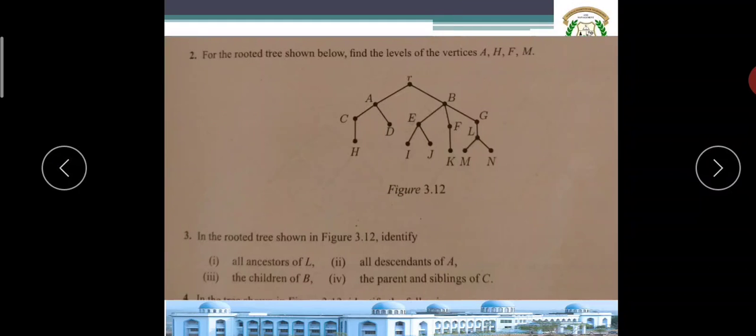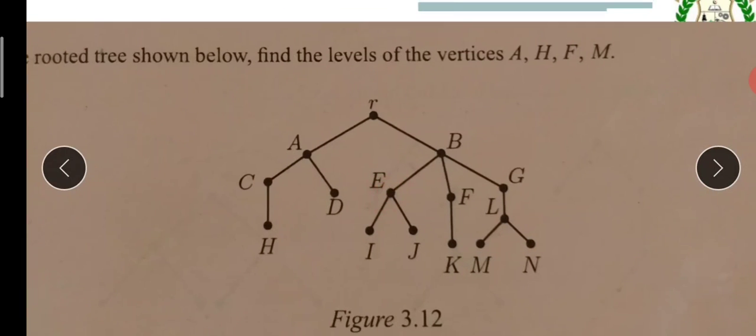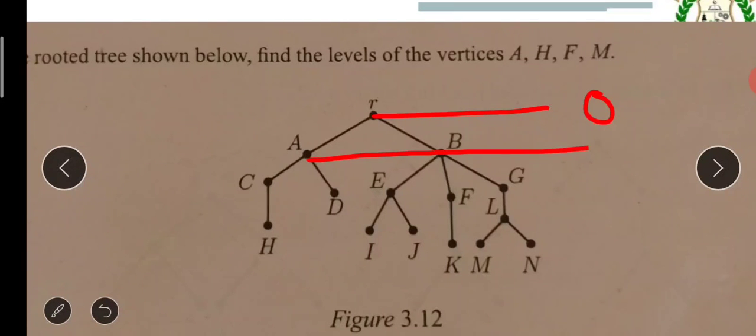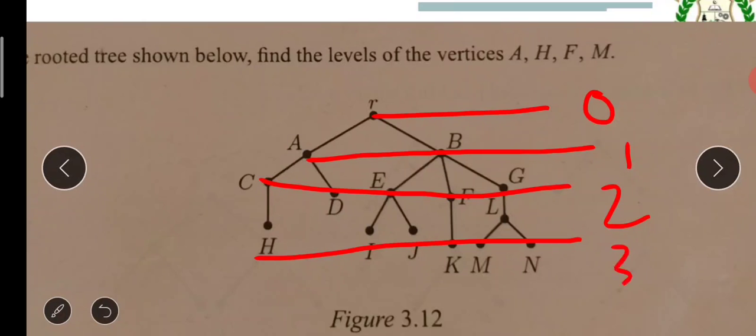Next one: for the rooted tree shown below, find the levels of A, H, F, M. What is the level of A? Observe this carefully. The root should always be at level 0. Then the next is level 1, then level 2, and then level 3. So the root is always at level 0. The level of A is 1.